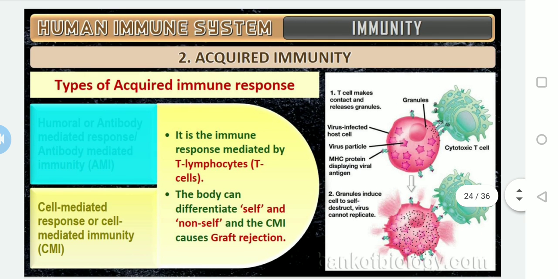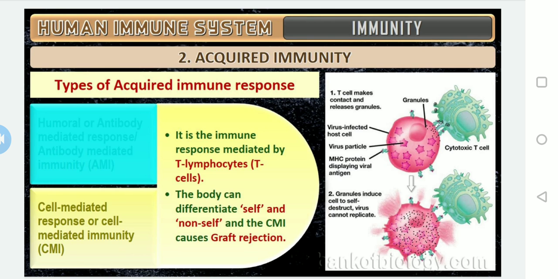So as I said, generally the immune system is able to differentiate self and non-self, and the cell mediated immune response is responsible for organ rejections. This is actually the reason why many surgical operations become a failure. As I said, the rejection of organ transplants is due to the T lymphocytes. So what is the reason? It is the immune response mediated by T lymphocytes.